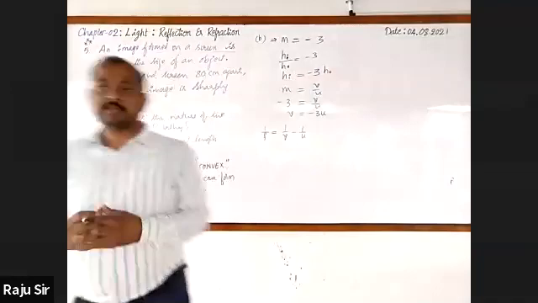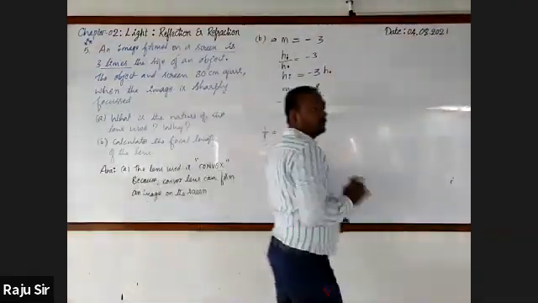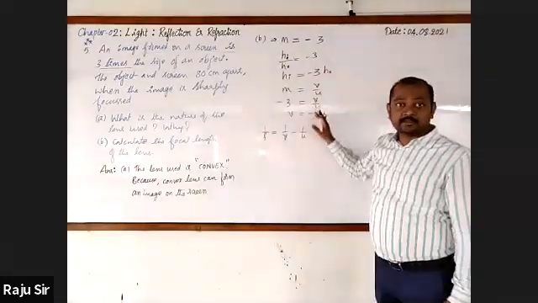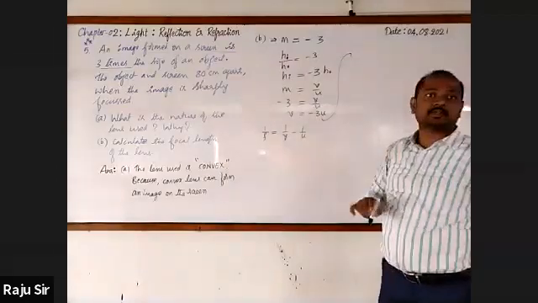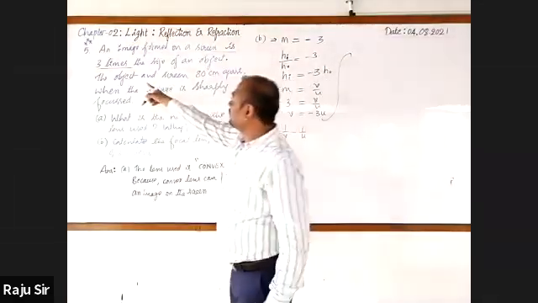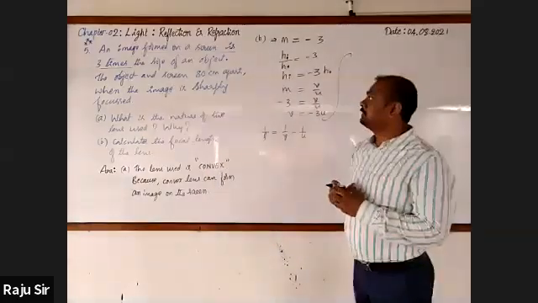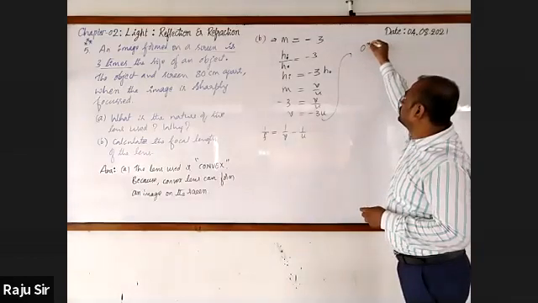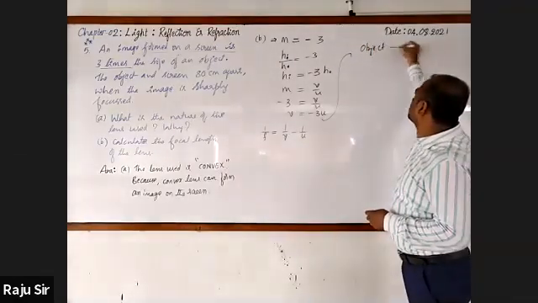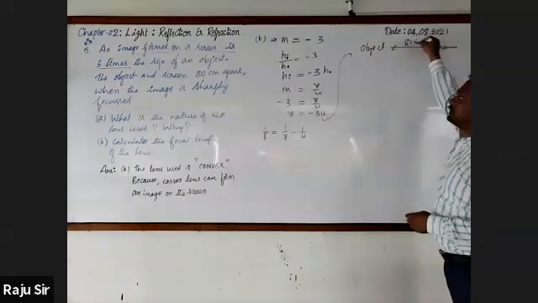Using this, is it possible to find? No. Don't write these steps, I am just using this for explanation. Along with this, they have given one more piece of information. What is that? Distance between object and image, 80 centimeter apart. Distance between object and screen is 80 centimeter.